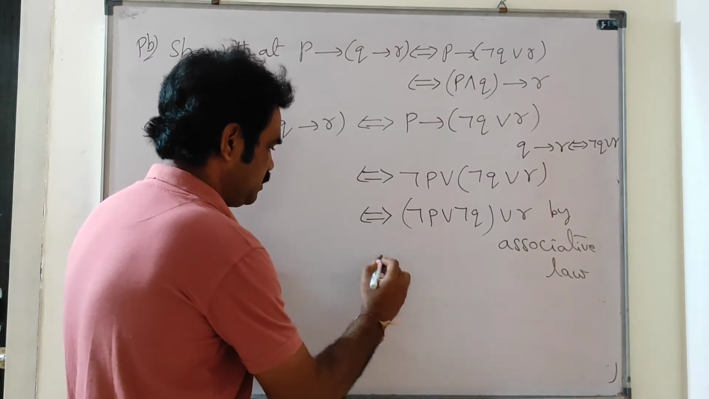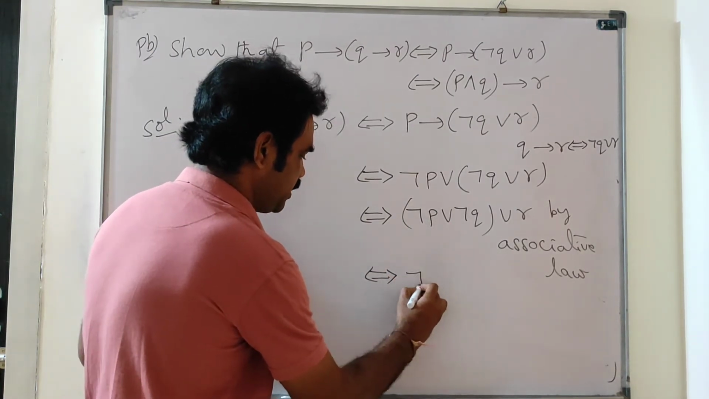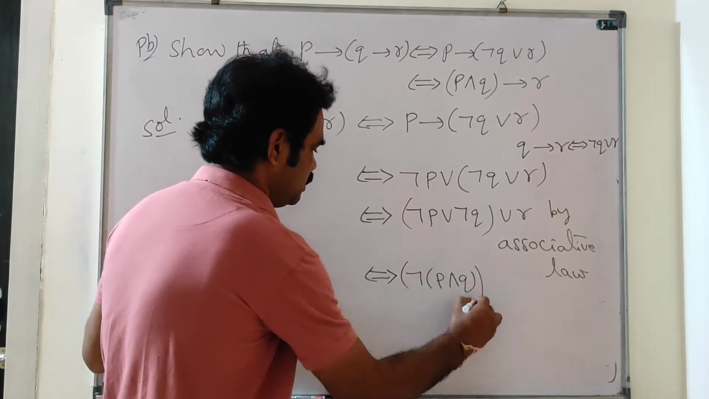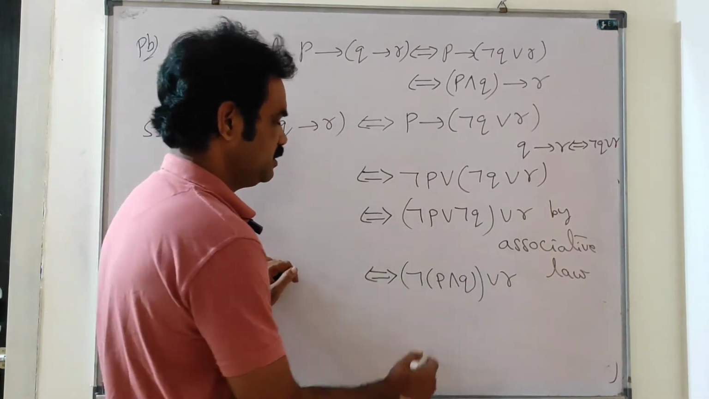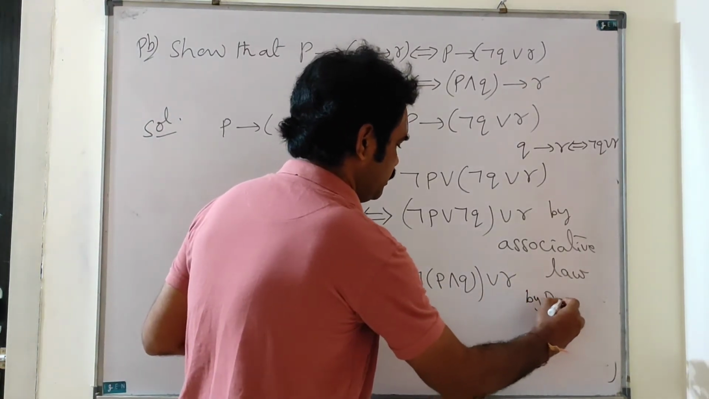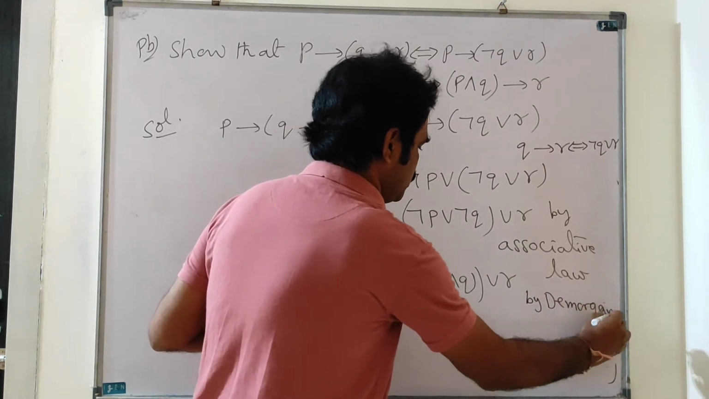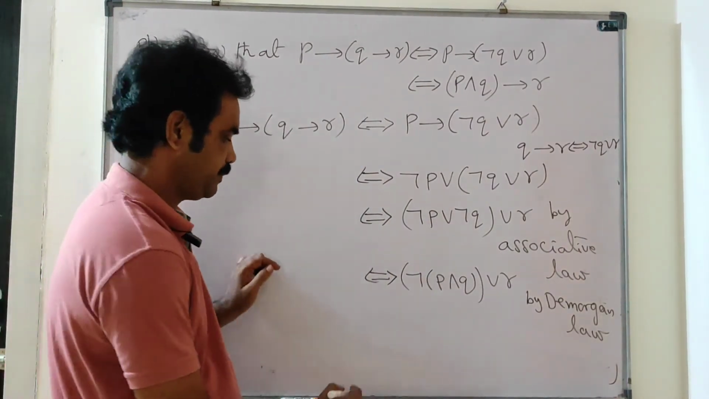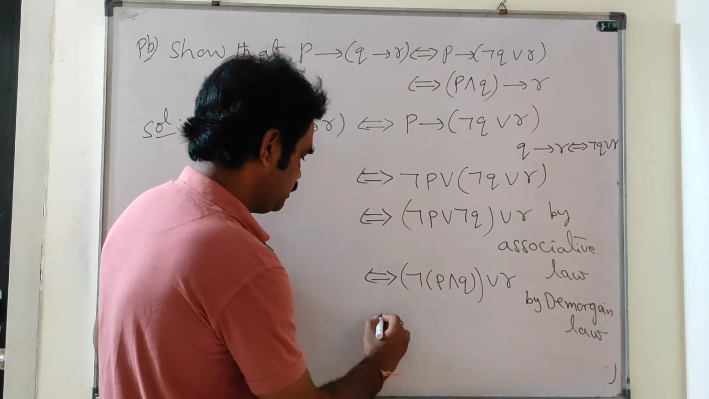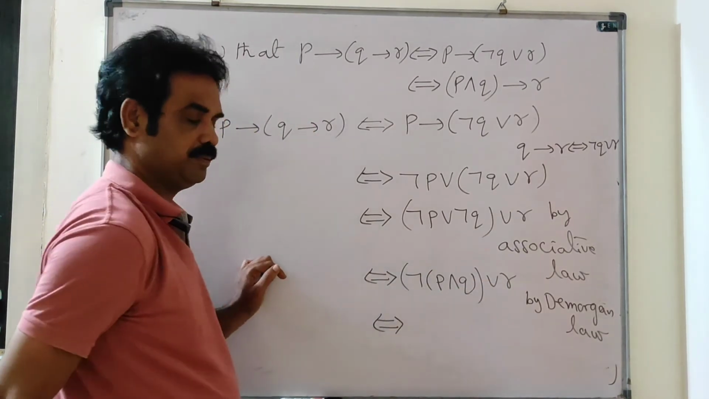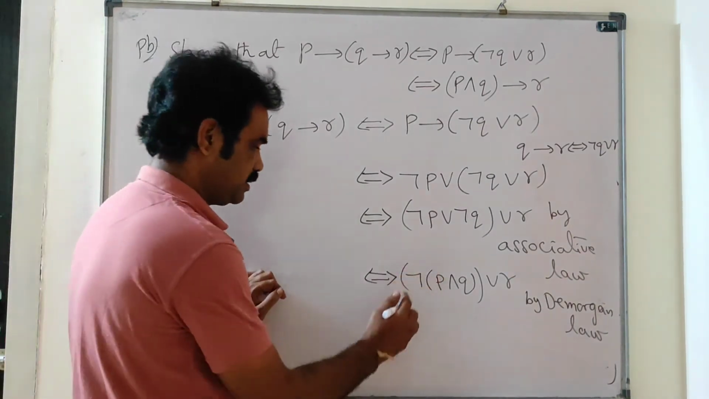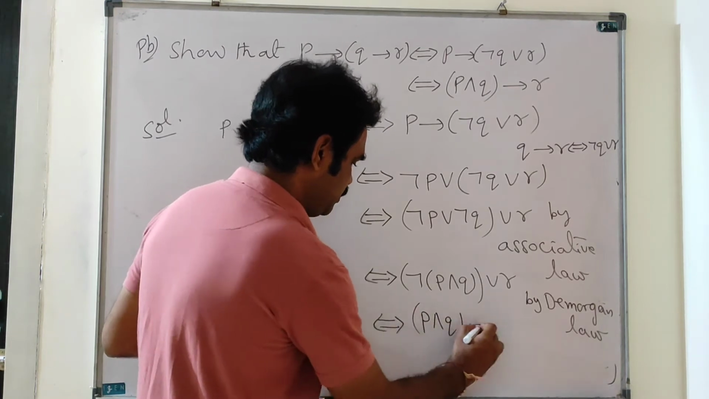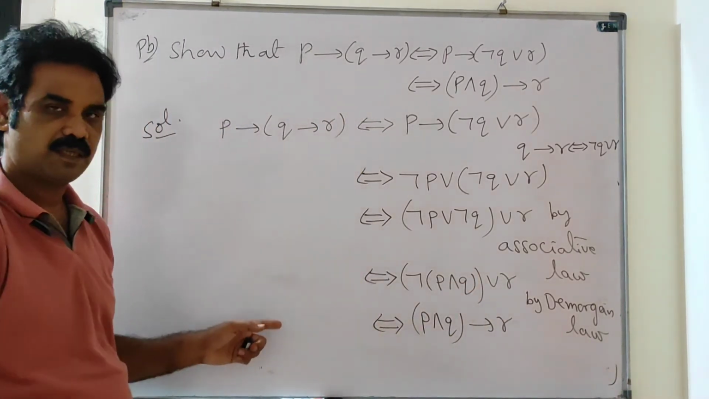This is equivalent to negation P or negation Q, which is equivalent to negation of P and Q, or R. This is by De Morgan law: negation of P and Q is equivalent to negation P or negation Q. Again, this is in the form negation P or Q, which is equivalent to P implies Q. That implies this is equivalent to P and Q implies R. Understand? This is the reason.